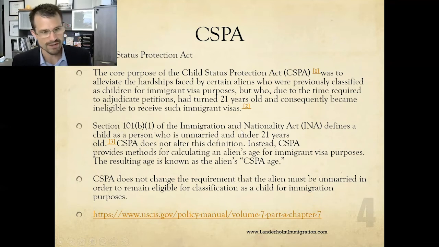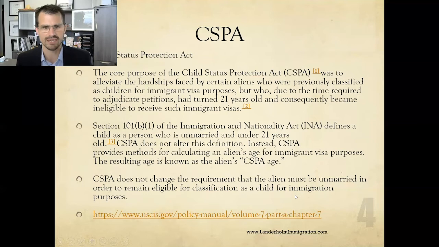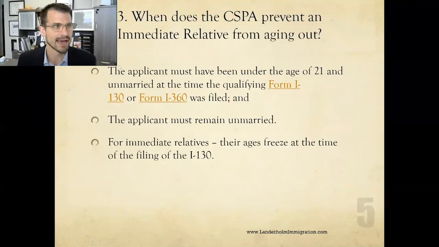Section 101(b)(1) of the Immigration and Nationality Act defines a child, as we just saw, as a person who is unmarried and under 21 years old. The Child Status Protection Act does not alter that definition. Instead, the Child Status Protection Act provides methods for calculating the immigrant's age for immigrant visa purposes, all right? The resulting age is known as the alien's CSPA age, all right? The CSPA does not change the requirement that an immigrant must be unmarried in order to remain eligible for classification as a child for immigration purposes. Hopefully all that was clear. It'll maybe be cleared up as we go through these next categories here.